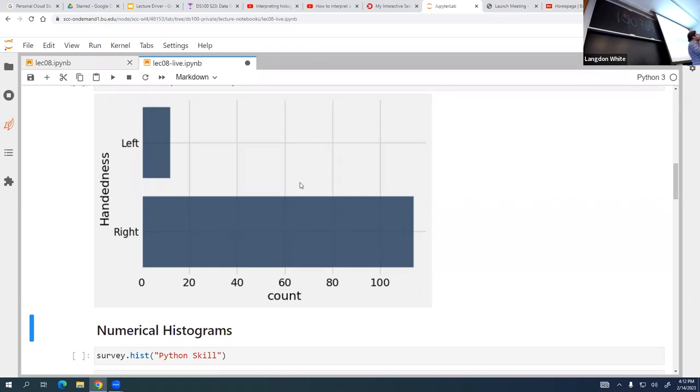Do you have a question? Did the orientation of the graph matter on the exam? No. Well, only if I specify. So if the question says, show me a horizontal bar graph, yes. But generally speaking, I don't say that. It's just bar without an H. Any other questions? All right.